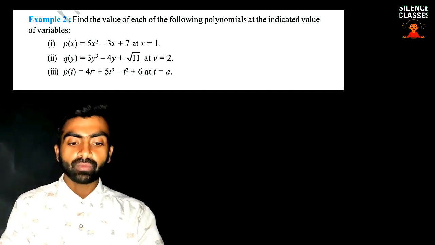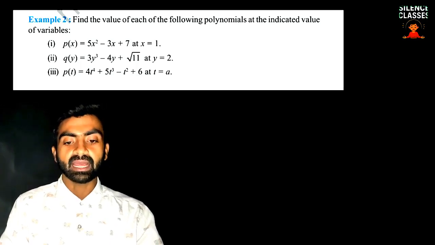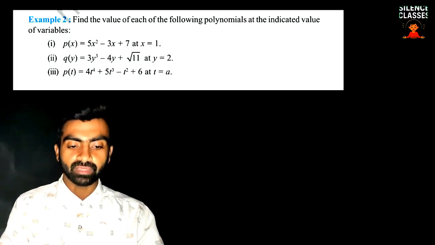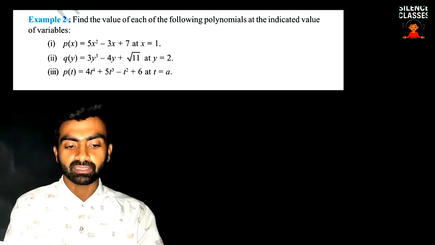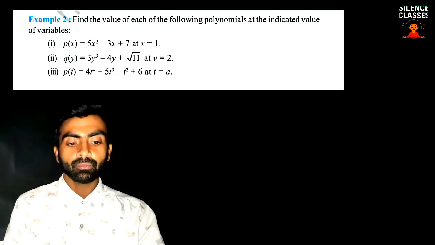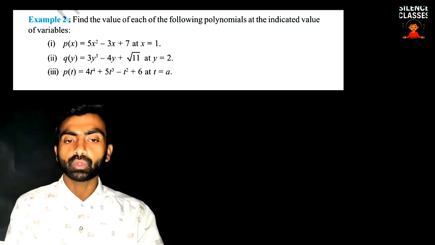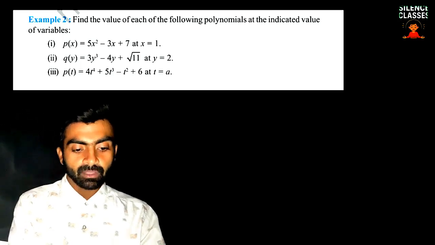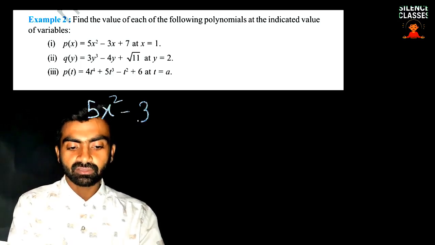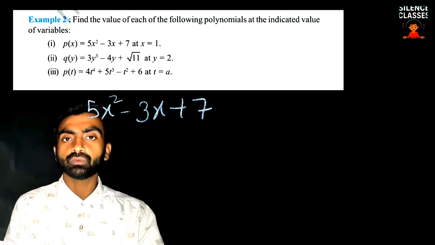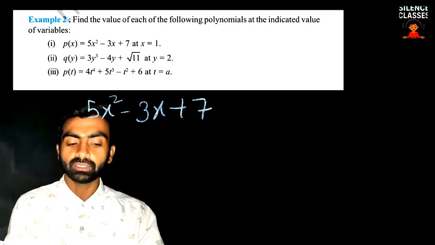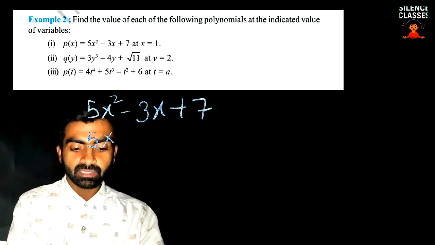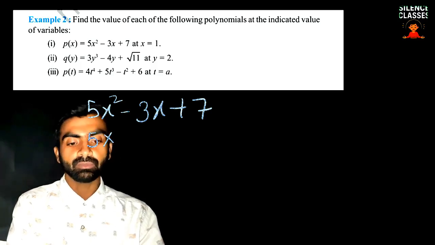Example number 2. Find the values of each of the following polynomials at the indicated value of the variable. It means we have to solve the polynomial and find the value. p(x) is equal to 5x square minus 3x plus 7, where x is equal to 1. Wherever x is there, we have to put 1 in the given polynomial. So we will write 5 multiplied by, there is no sign between x and 5, which means there is a multiplication sign.